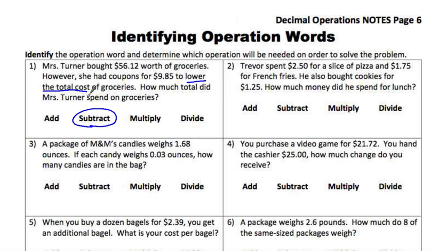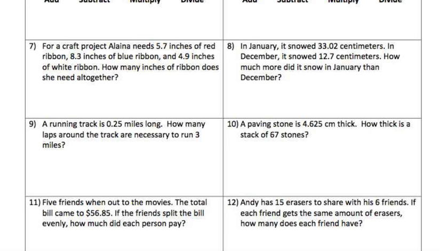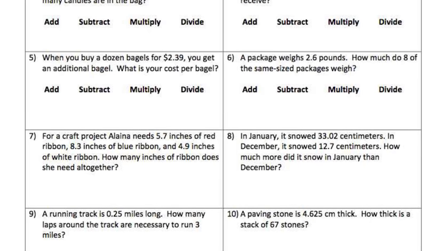Number 2, Trevor spent $2.50 for a slice of pizza and $1.75 for French fries. He also bought a cookie for $1.25. How much money did he spend for lunch? Well, when he goes to the cashier, they're going to add up all 3 of those prices. And it says how much money did he spend? And he's buying things, okay? Go ahead, do 3, 4, 5, and 6. And then we can check those together. So pause the video, do 3, 4, 5, and 6.